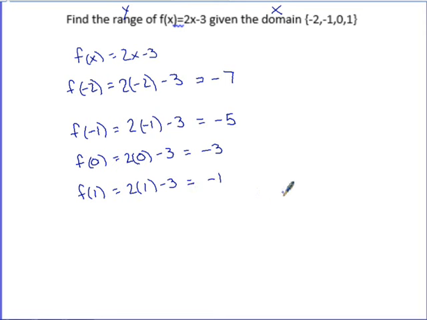So the range given this domain is -7, -5, -3, -1. And then we write those with those funky little bracket things. I don't draw them very well, so don't feel bad if you don't either.